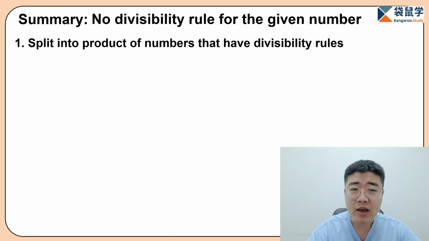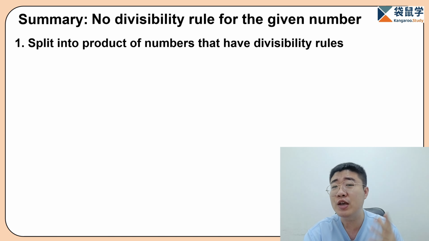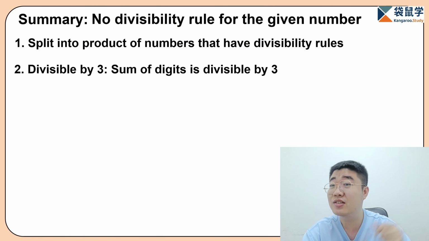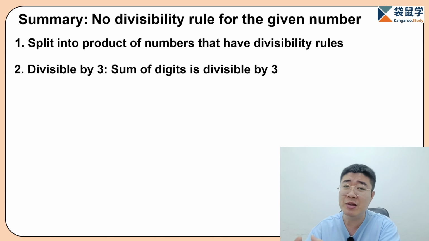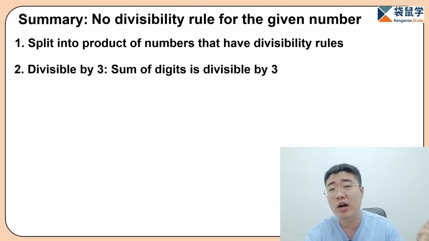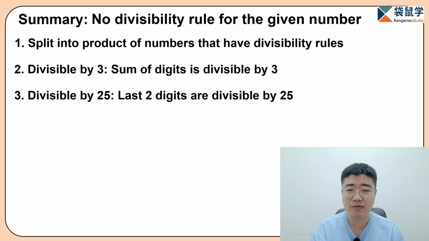And about the divisibility rules that we have talked about in the question, if it is divisible by 25, what type of number are we looking for? Divisible by 3 means the sum of digits is divisible by 3. And divisible by 25 is where the last 2 digits of the number are divisible by 25.